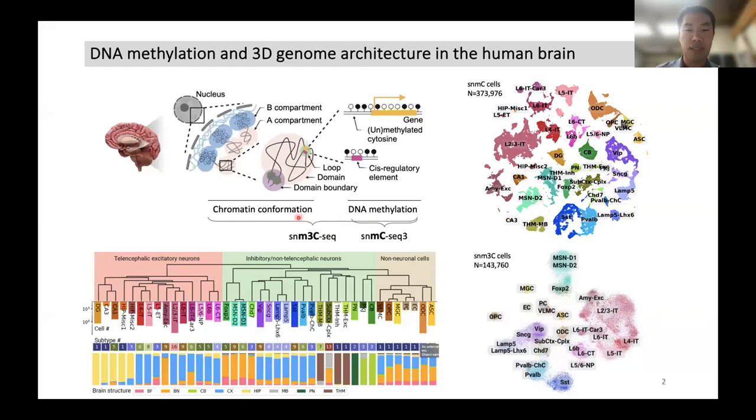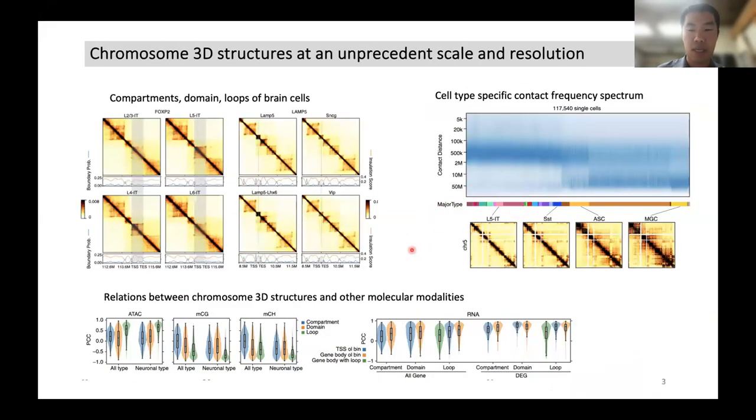We applied these two assays to over 500,000 cells from 46 brain regions from three donors, and the m3C cells compose the largest single-cell Hi-C dataset so far. This allows us to study the chromosome 3D structures like the compartments, domains, and loops of brain cells, and more generally to study the relation between these 3D structure features and other molecular features. Due to the time limit, I can't share all the results, but I want to share one example. Basically, we observed specific contact distance distributions in single cells.